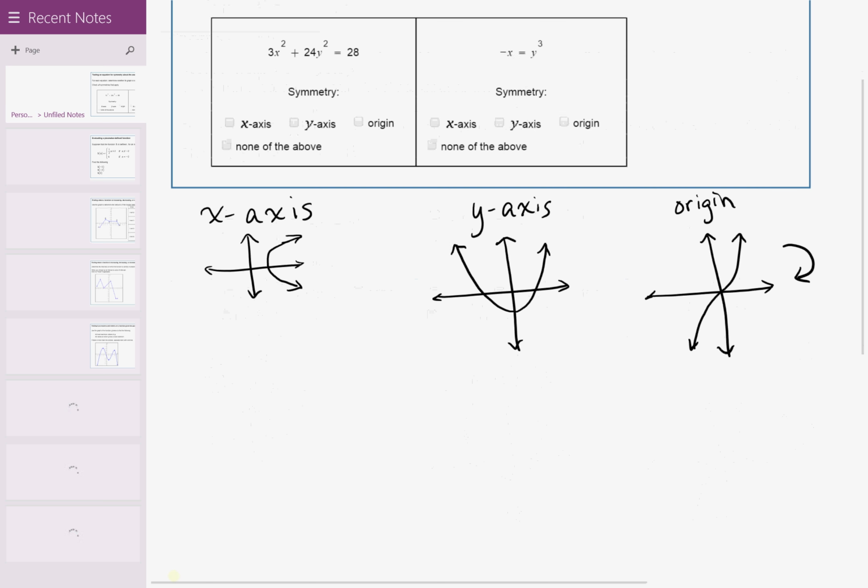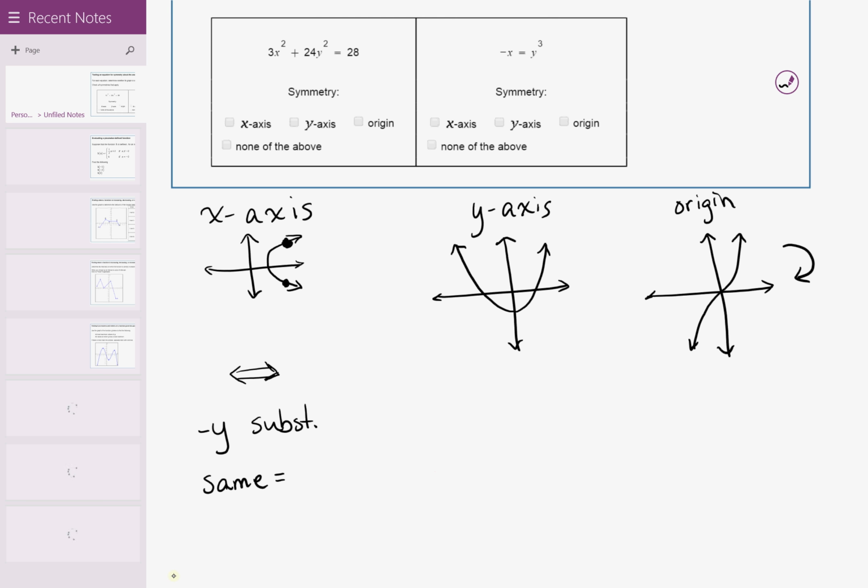And here are the rules for how I determine these. I have symmetry about the x-axis if and only if, that double-sided arrow means if and only if, when I substitute negative y, it doesn't change the equation. I end up with the same equation. Put negative y in the equation and positive y is just as good.